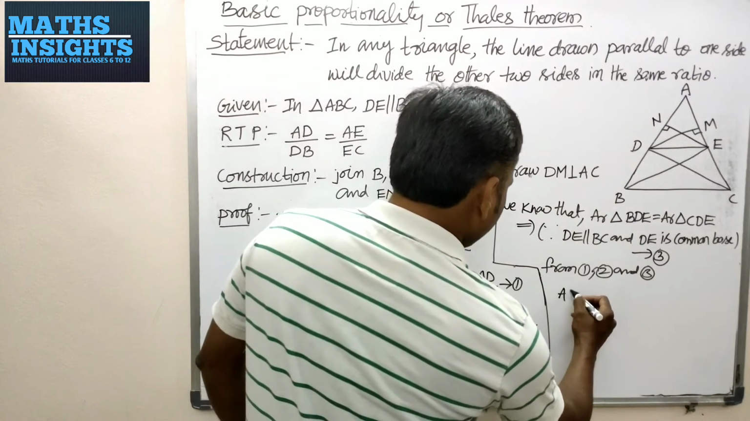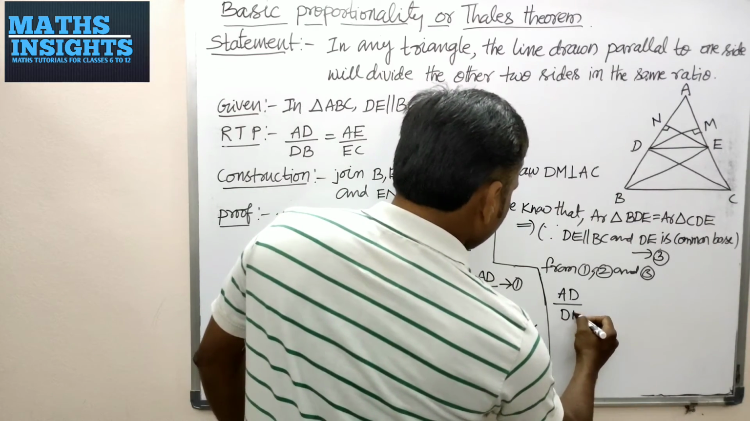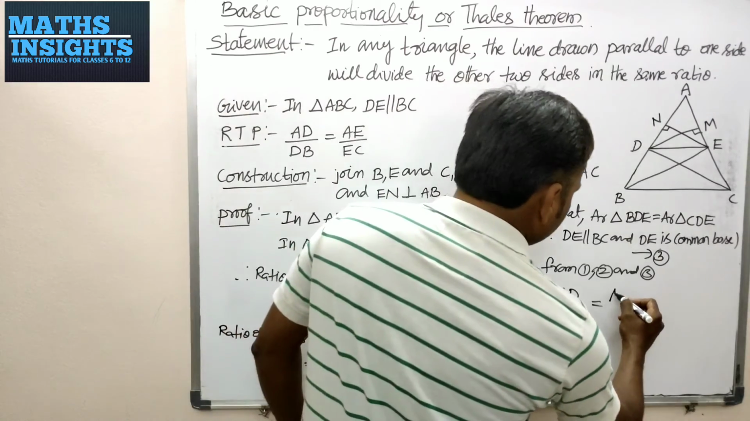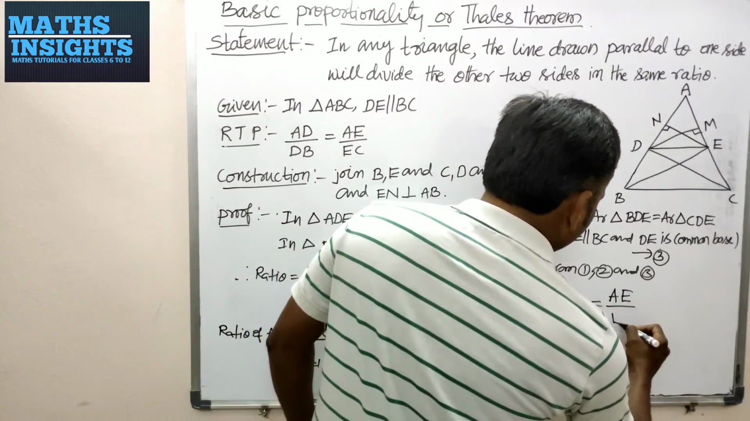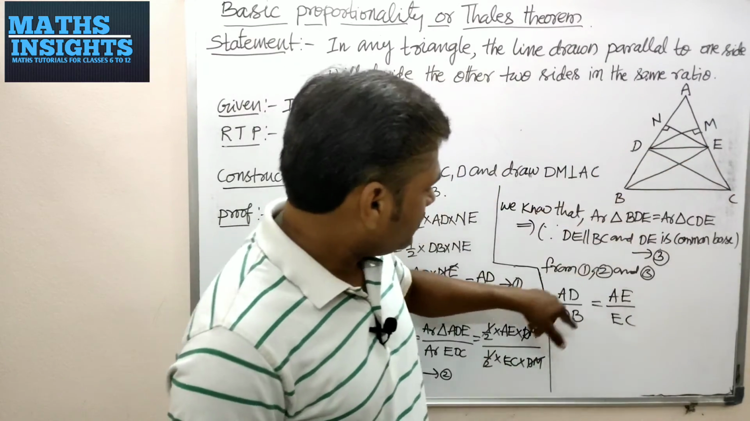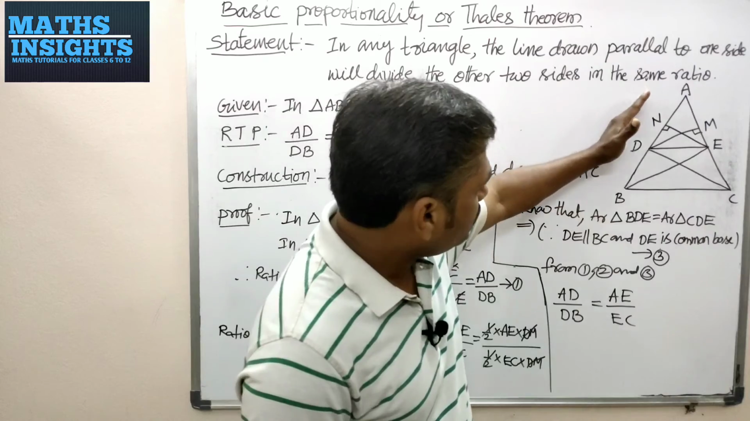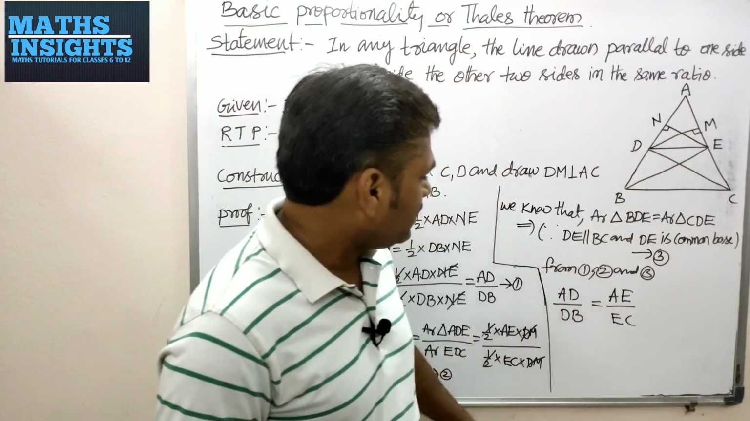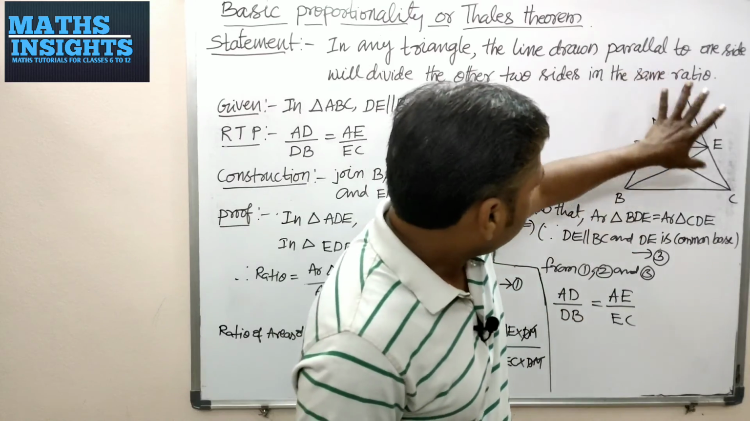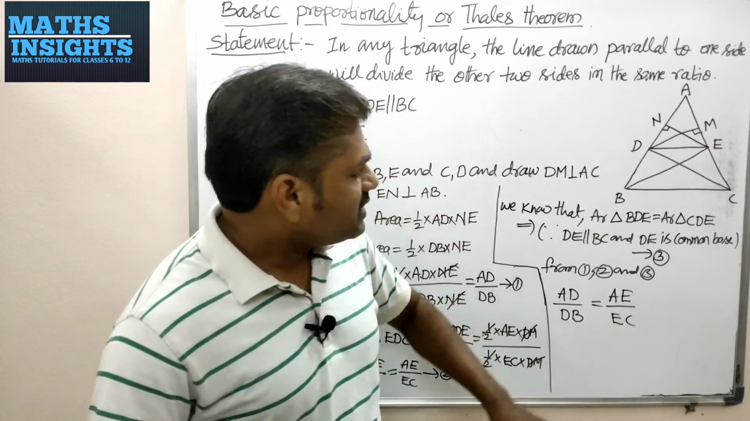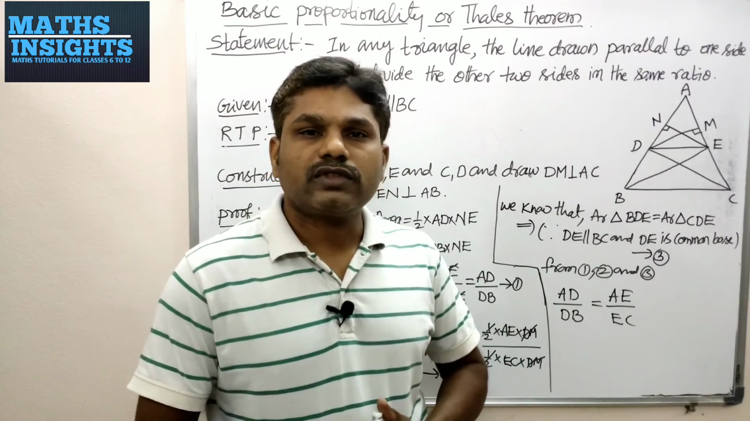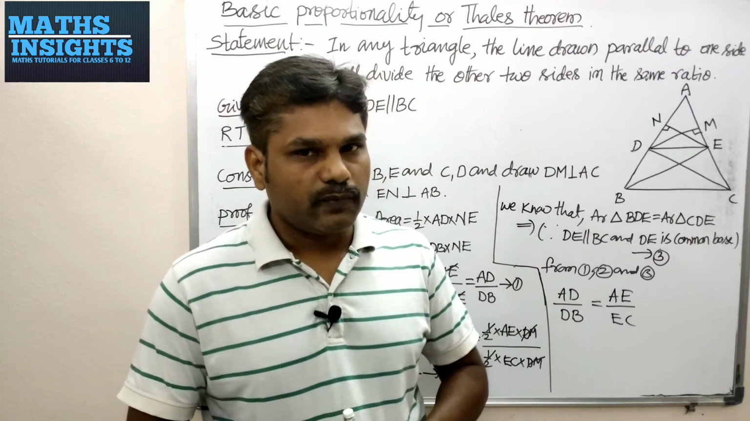That means AD by DB is equal to AE by EC. So this is the DE which is dividing the other two sides, this one side and that another side, in the same ratio. That means AD by DB is equal to AE by EC. This is the conclusion. Basing on this theorem, we will prove some problems in the next video.